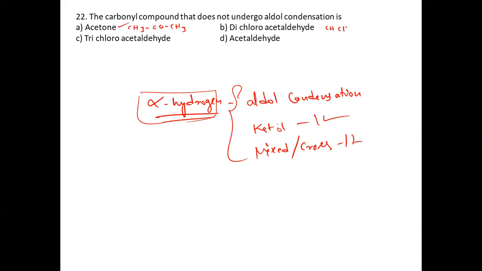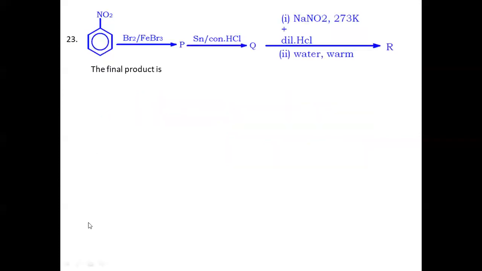Dichloroacetaldehyde, CHCl2CHO. Here we have one alpha hydrogen atom, so we can expect aldol condensation in dichloroacetaldehyde. If you consider option D, acetaldehyde, CH3CHO, here also we have 3 alpha hydrogen atoms, so we can expect aldol condensation. But if you consider trichloroacetaldehyde, CCl3CHO, here there is no alpha hydrogen atom present. So the carbonyl compound that does not undergo aldol condensation among the given options is trichloroacetaldehyde, option C.